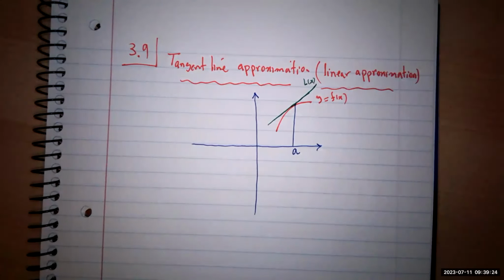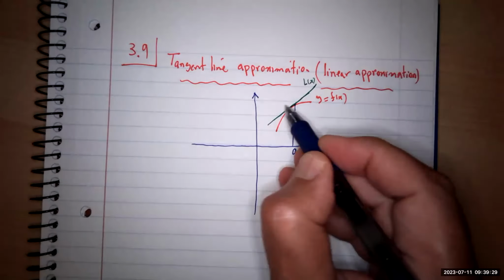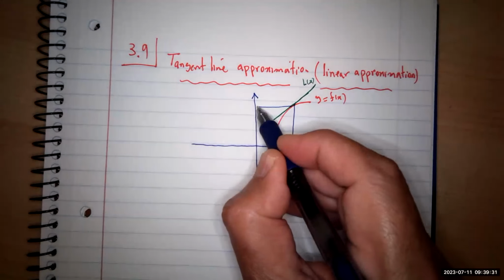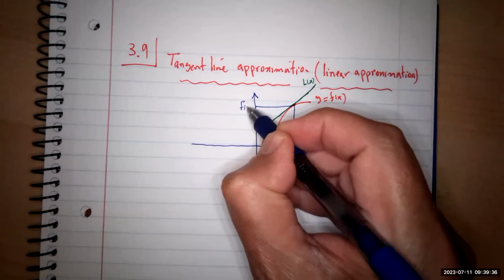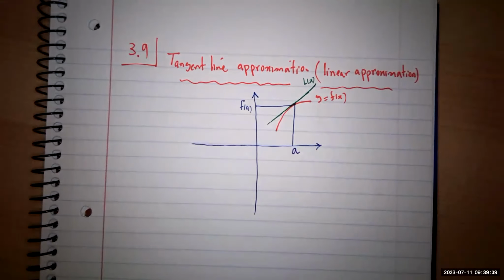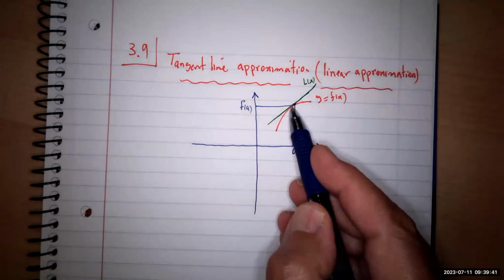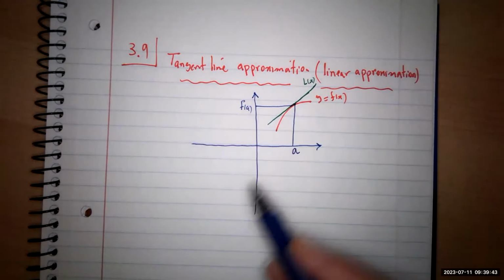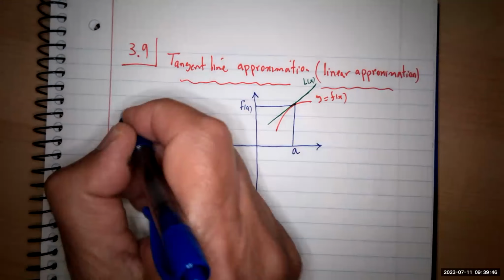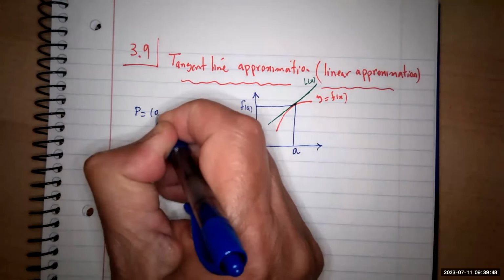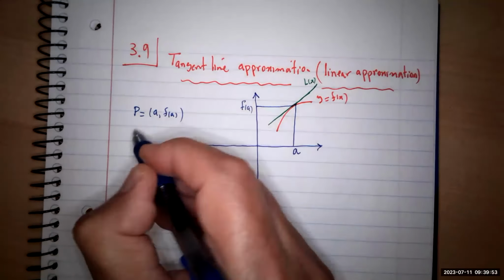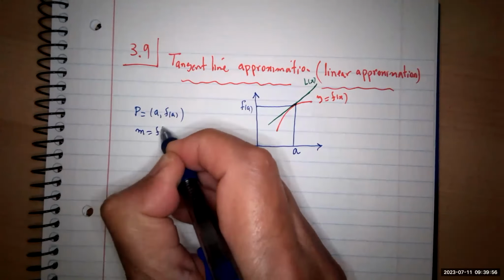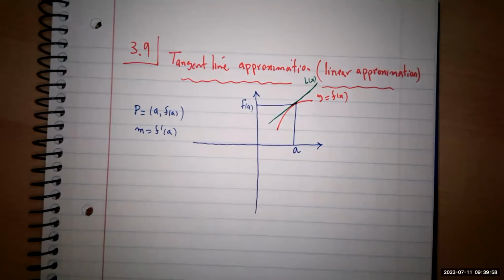So I can find the equation of this, you know that. This is the point that I have, and this would be f of a. So my point is going to be a and f of a. The slope of this line is f prime at a, and I can find the equation of the line.